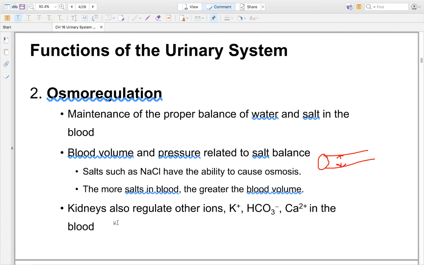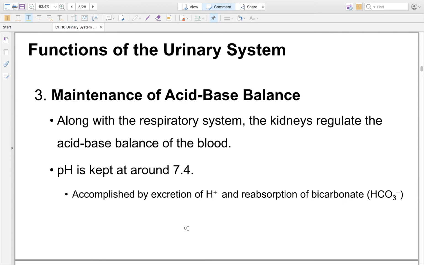All right, kidneys. The kidneys also regulate ions. So here, osmoregulation, we're specifically talking about salt and salt water. Now, there's other ions that need to be regulated as well. Okay, potassium, bicarbonate, calcium has to be regulated. Everything in the body has to be at homeostasis, or we will get sick. Okay. The other thing is one of the functions of the urinary system is to maintain your blood pH.